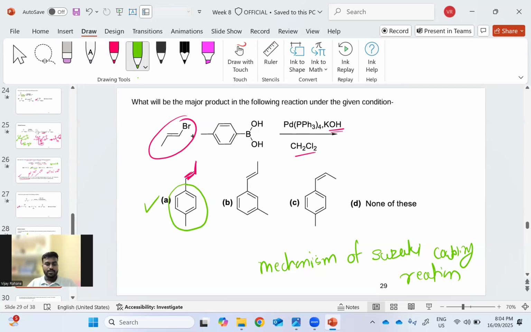So you will get the answer for this one. These are the incorrect ones. In this case, they have changed the stereochemistry. Here they have written cis, but if you look at the attachment here, it is a trans. So the cis one is the incorrect option. Here they have added it at a different position, so that's again the wrong one.